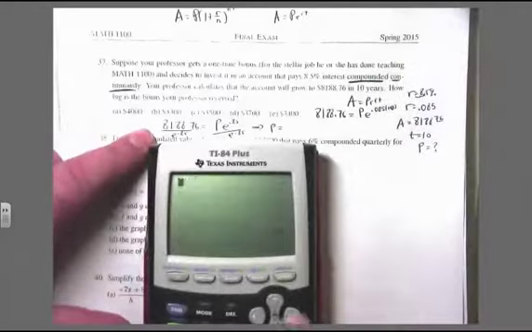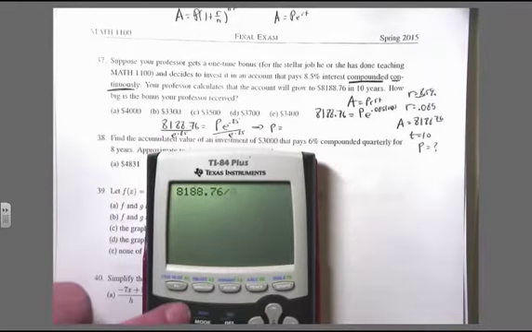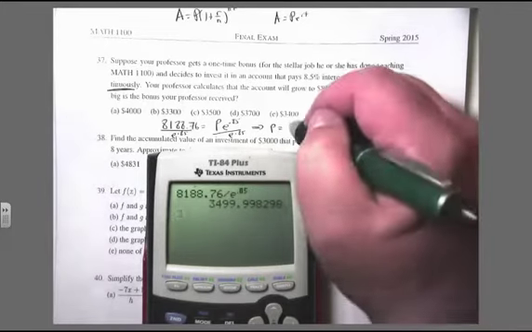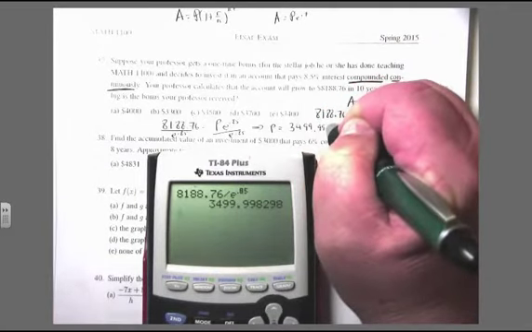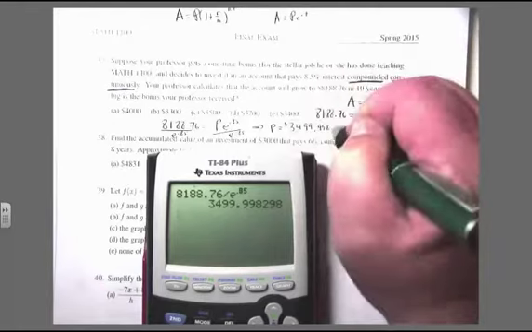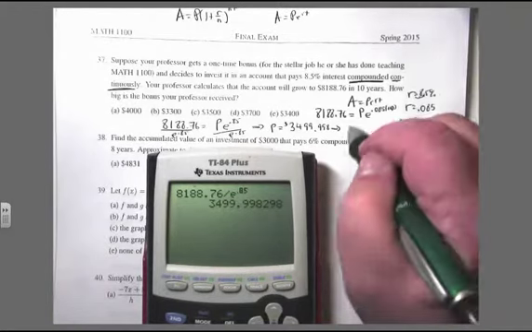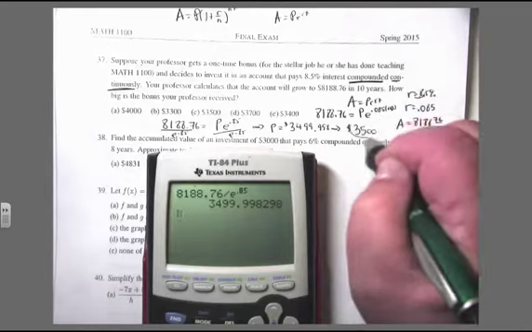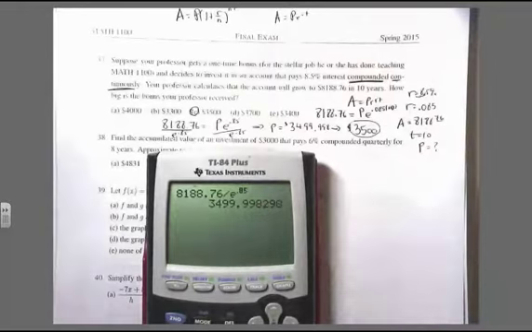Put it over here. This is $8,180.76 divided by e raised to the 0.85. And what do I get? I got $3,499.98, which you can pretty much bank on. How much is that much money? $3,499.99. Might as well round it off. What is that? $3,500, which is answer C. Does that make sense?